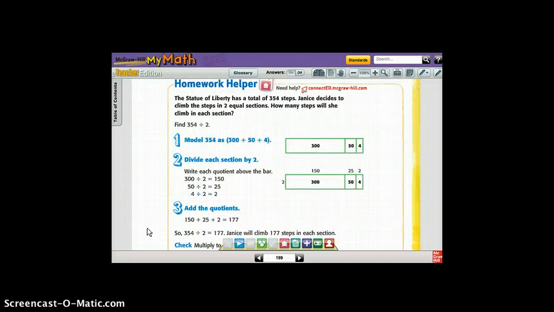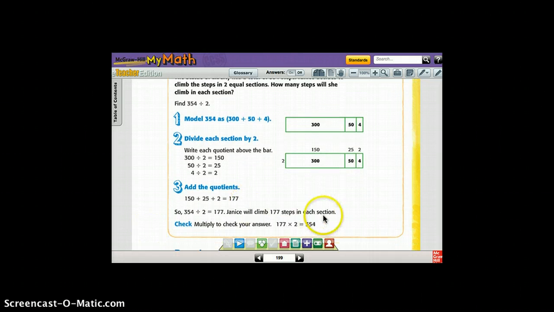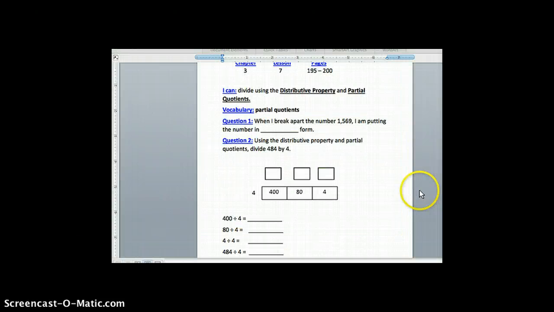Check out the homework helper on page 199. It walks you through that distributive property again, and it gives you the steps for that. So you can look at that in your book. All right, so let's look back at our questions. Question 1 is just asking, when you break apart the number, what form are you putting it in? So she said that in our video, so look back if you forgot that. And then you're going to work out this problem using the distributive property and partial quotients.